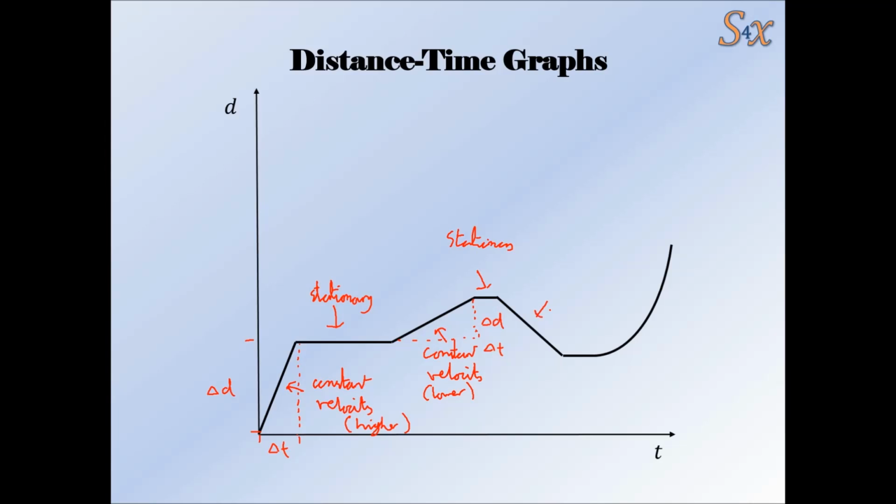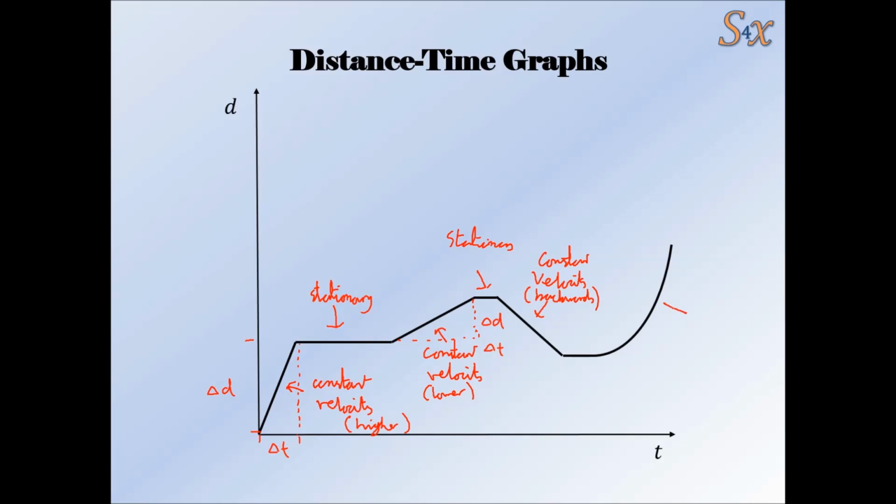Here we've got constant velocity again, but can you see how the line is actually heading back towards zero? So actually this is going backwards. Okay, so it's a constant velocity, but we're heading back towards wherever we started. So we're heading back towards what is the origin here, back towards our starting point.